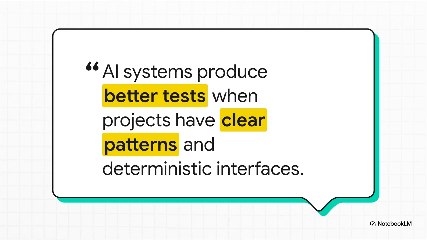And this quote from the source material just nails it. Large language models, they thrive on consistency and patterns. When an AI can clearly see where page objects live, how selectors are defined, and where tests are supposed to go, it can generate incredibly high-quality, accurate code. A messy codebase just confuses it. A clean one makes it a superpowered assistant.